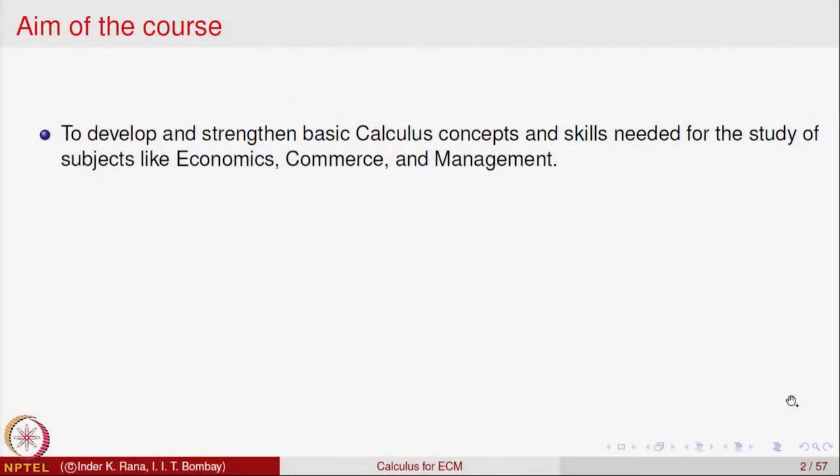I will give you first a brief outline about the course, and then we will start discussing the main topic, namely calculus and its applications. So, the aim of the course, basically, we would like to develop and strengthen the basic calculus concepts and skills that are needed for the study of subjects like economics, commerce and management.